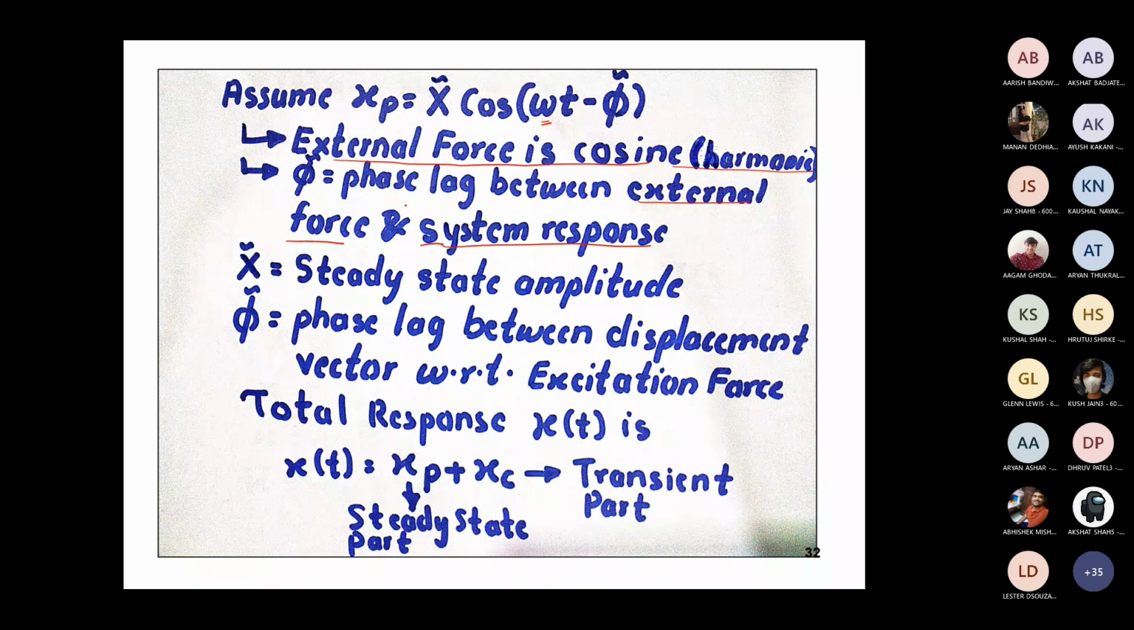That lag is just the phase lag, and x tilde is the steady state amplitude. Now the total response of the system will be the particular integral part plus the complementary part. So the particular integral is the steady state part, and the complementary function is the transient part. What do you understand by the transient part?